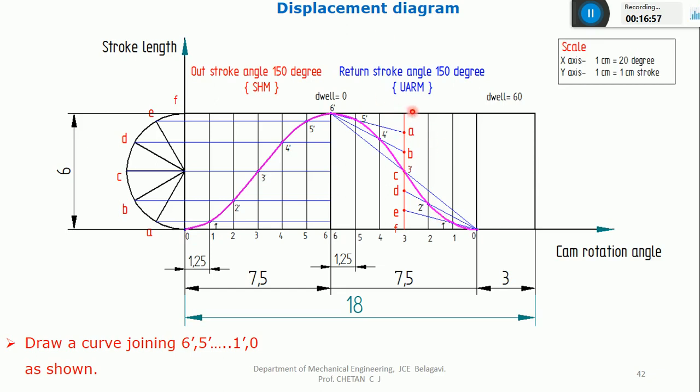And after that, for the next 60 degrees, there is a dwell, which means the curve has to be flat. Just continue this. I'll not show this, just continue this. Okay. So this is nothing but the displacement diagram for the outstroke with a simple harmonic motion, and a return stroke with a uniform acceleration and retardation motion. So this is similar to the previous problems.